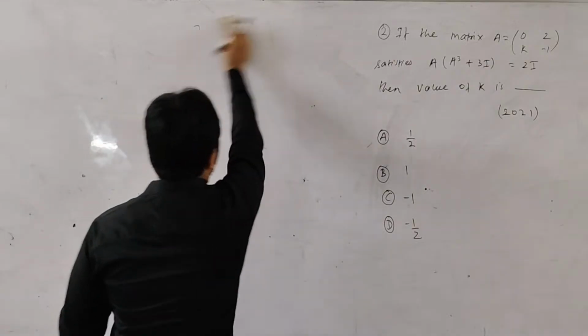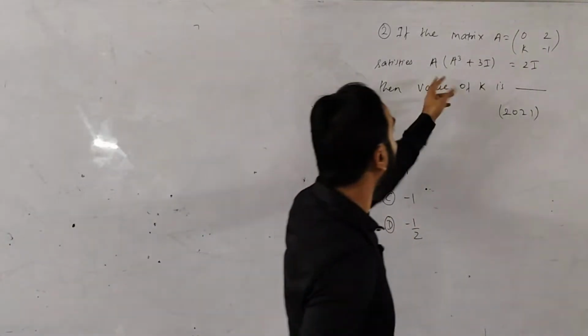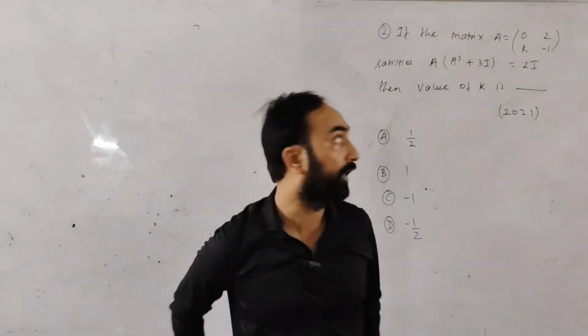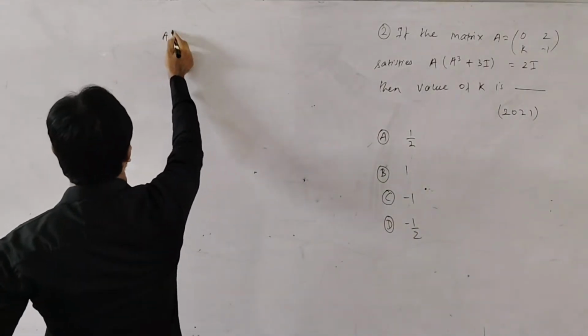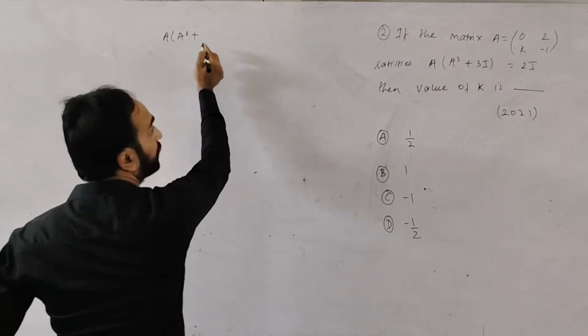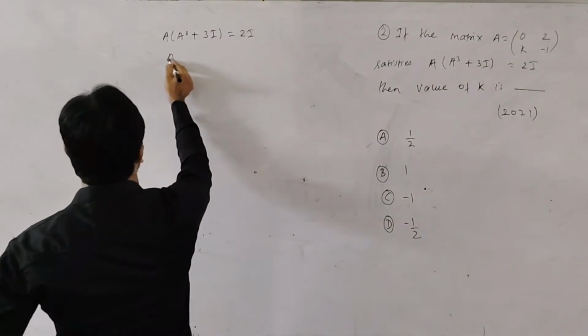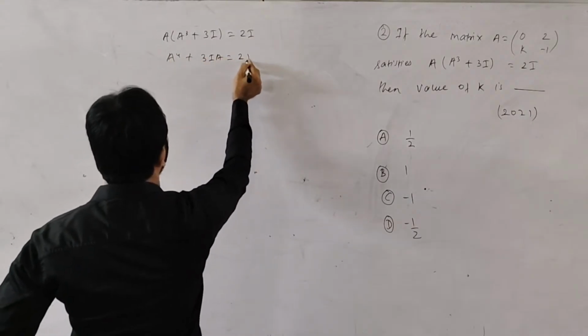First see what is given now. It is given that A, when multiplied with A cube plus 3I, satisfies 2I. So first write it down: A cube plus 3I is equal to 2I. That can also be written as A to the power 4 plus 3IA is equal to 2I.